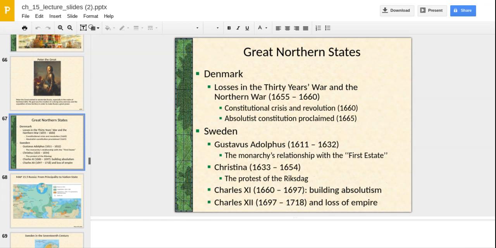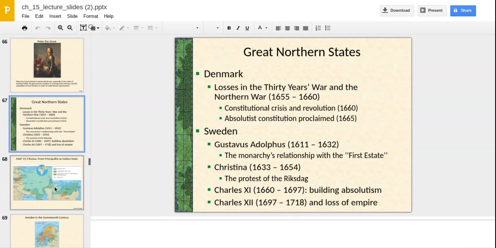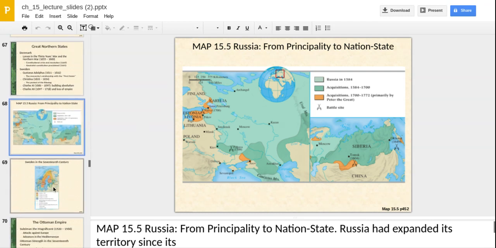Denmark's going to take some losses because of the 30 Years' War. They have a constitutional crisis of their own and a revolution in 1660, at about the same time that England is restoring their monarchy, so they've been dealing with issues as well. They get an absolutist constitution proclaimed by 1665. Sweden has the famous Gustavus Adolphus, and you know he's this military genius and makes Sweden a powerhouse, but they also take some losses in the 30 Years' War. And so as you can see, the monarchs, you're just building empires right here, and we are moving more and more towards absolute monarchy.